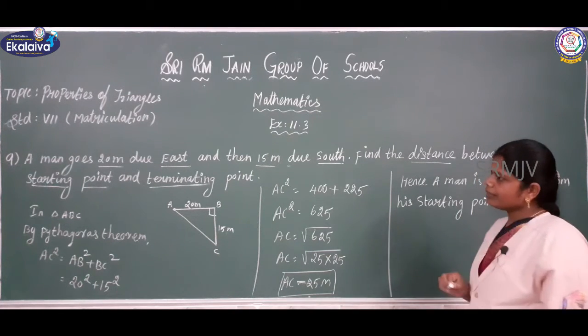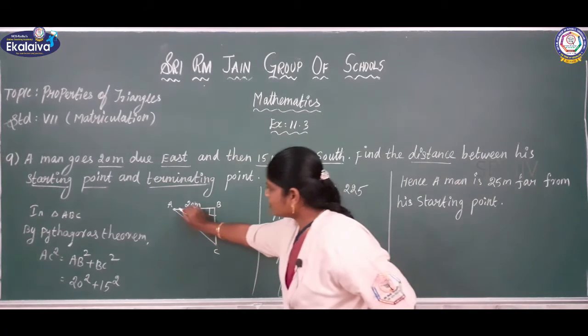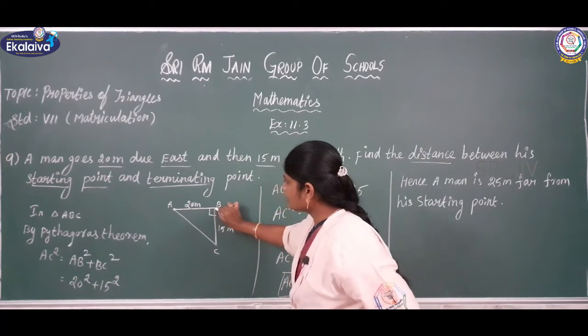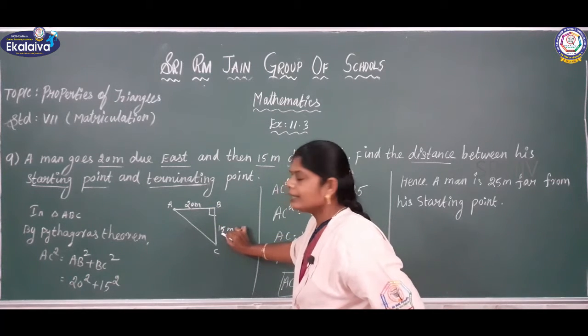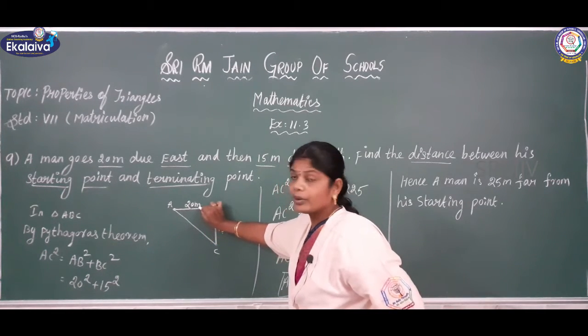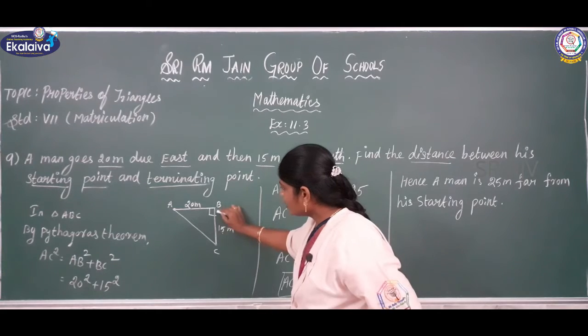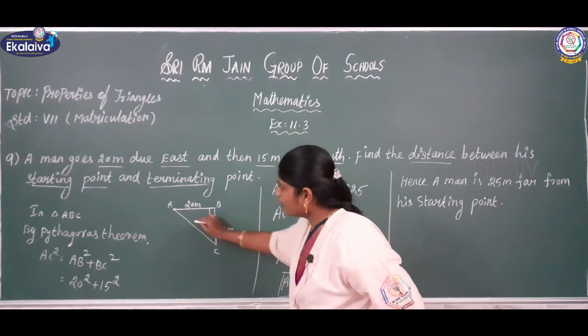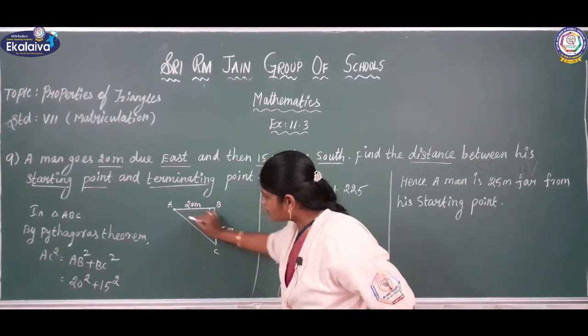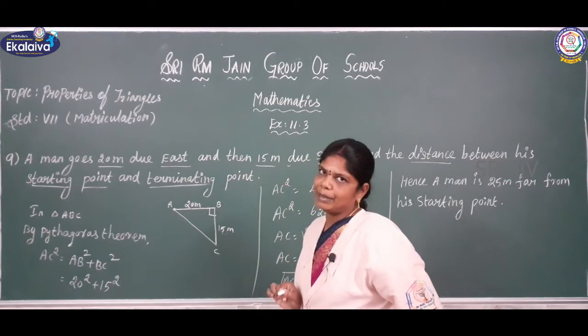Is it clear, children? I repeat this. Here a man is walking towards east 20 meter, then towards south 15 meter. So we need to find out the distance between the starting and the ending point.